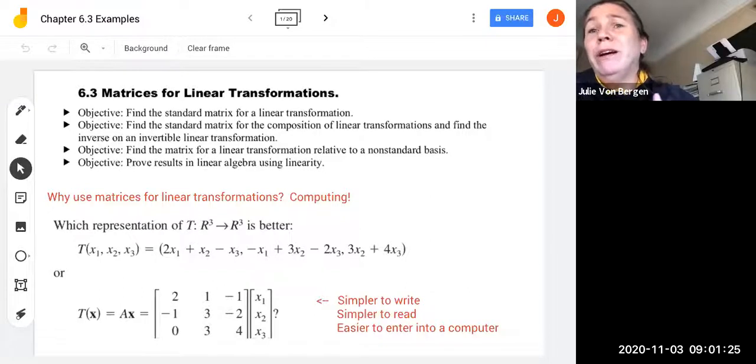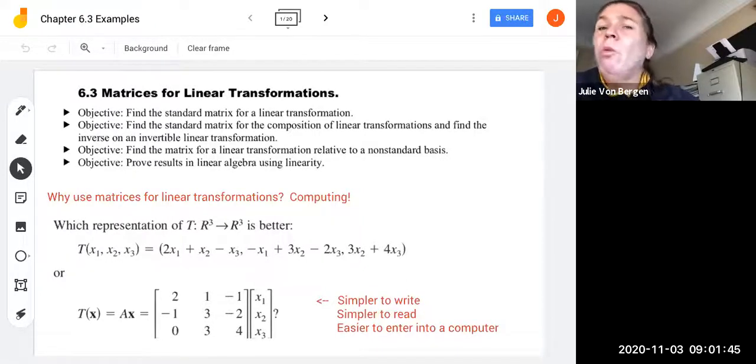So in the first video here, we're going to see how to find the standard matrix. In the next video, we'll see how to find the standard matrix for composition of linear transformations. Then we'll see how to find the matrix for a linear transformation relative to a non-standard basis. And throughout the videos, we'll see how to prove results in linear algebra using linearity.